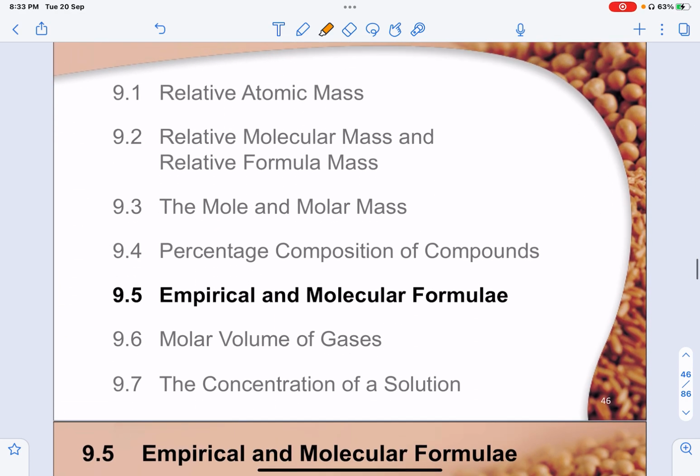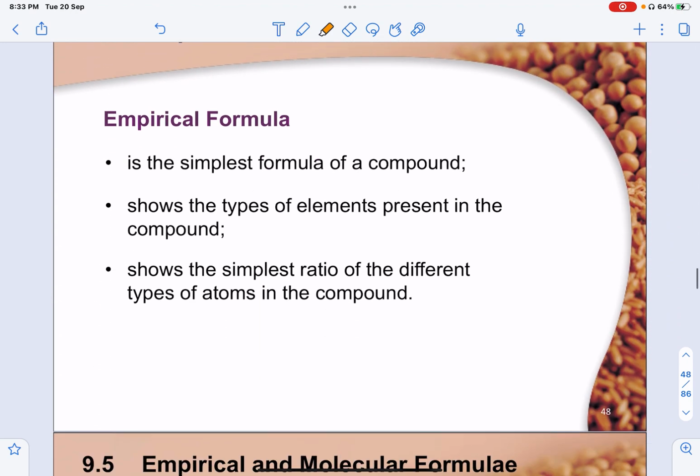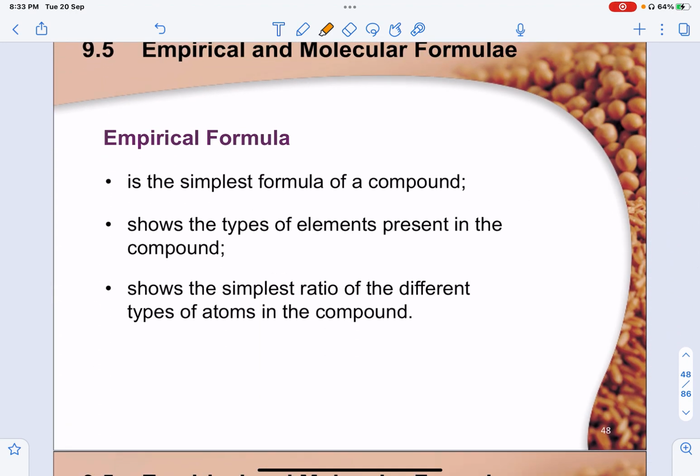Next, we look into the empirical and molecular formula. Now, empirical formula and molecular formula mean two different things. Empirical formula generally refers to the simplest formula of the compound, that means the simplest ratio. It shows the type of elements present in the compound, and it shows the simplest ratio of the different types of atoms in the compound.